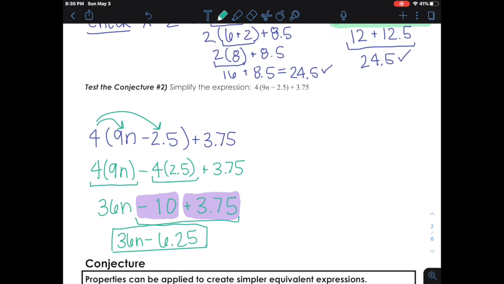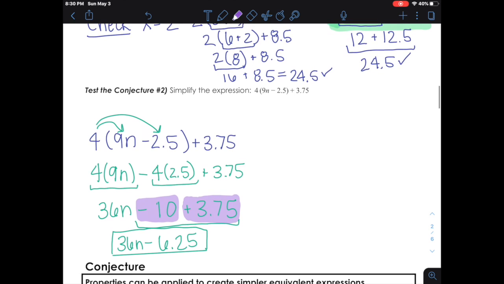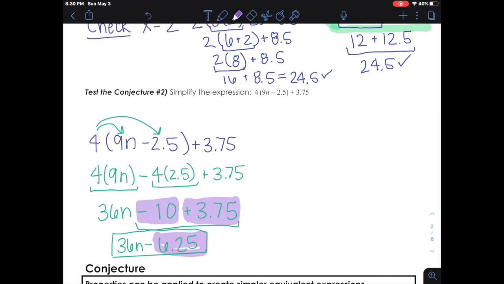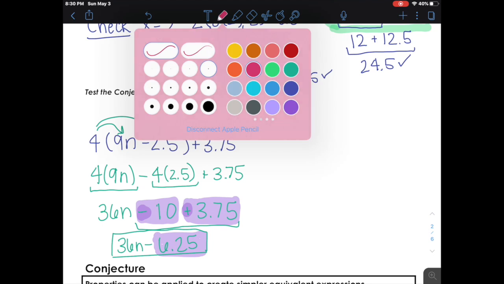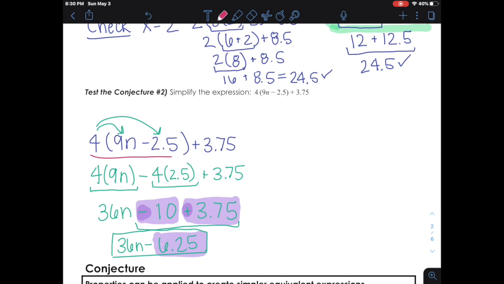Okay, it's really important here because if I had just done positive 10 plus 3.75, I would have gotten 13.75, which is very different than the 6.25 that we got. So it's really important that when we're combining like terms, we really pay attention to the symbols that are in front of them as well. Okay, so now all we have to do is check to make sure our expressions are equivalent.